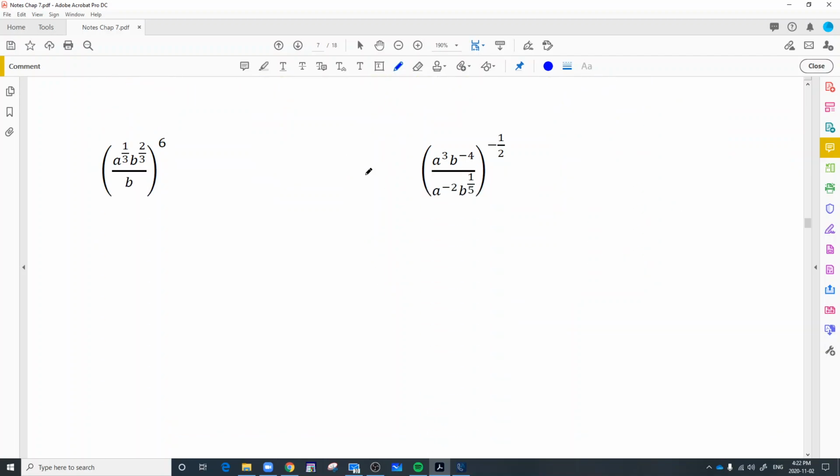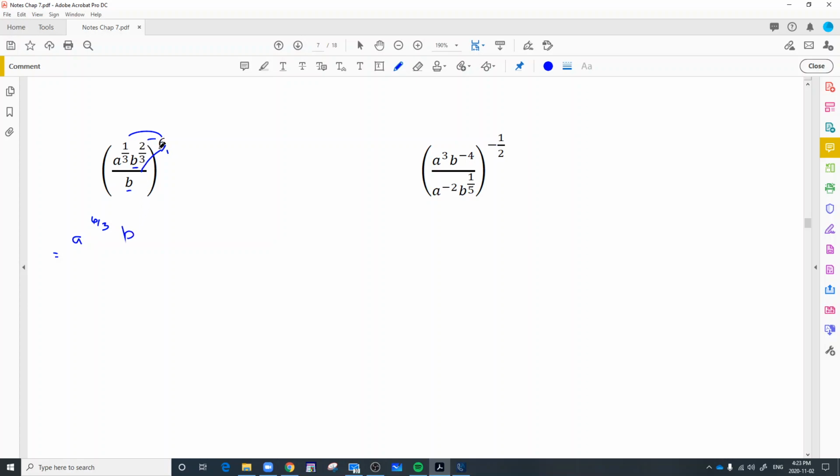All right, so here we have a power raised to an exponent, and not only that, but we have same bases on the inside. So you can apply your power rule first and then do your subtraction of the same base, or you can do the subtraction first and then apply the power rule. I'm going to apply the power rule first because it's going to get rid of my fractions for me. So this is going to be a to the 6/3. So 6 over 1 times 1 over 3 is 6 over 3.